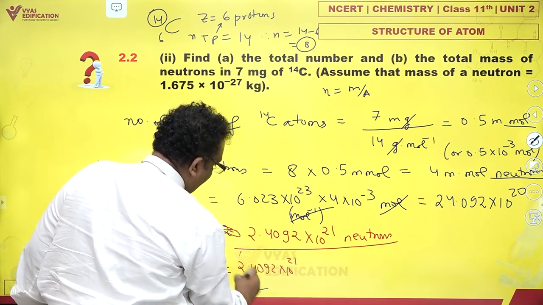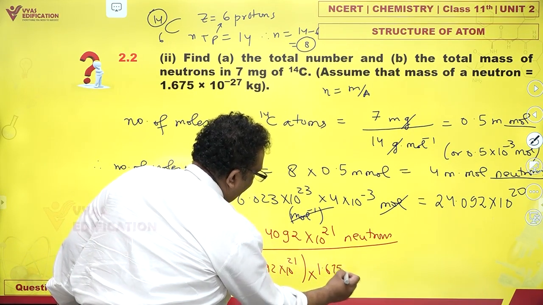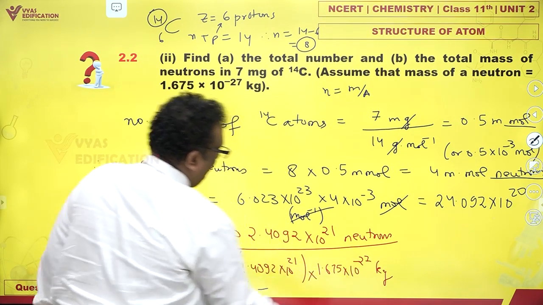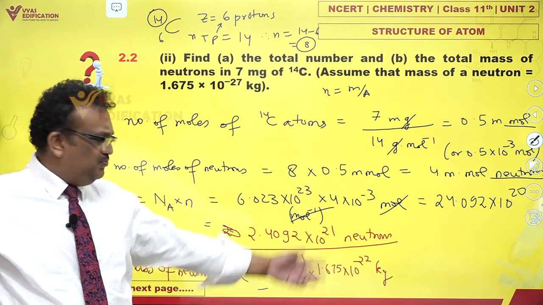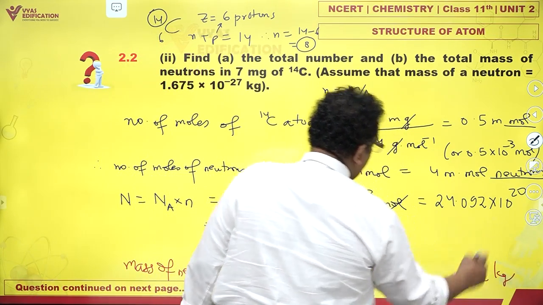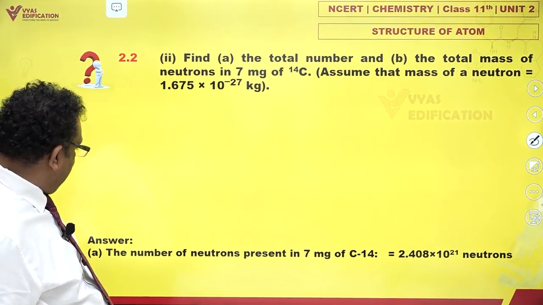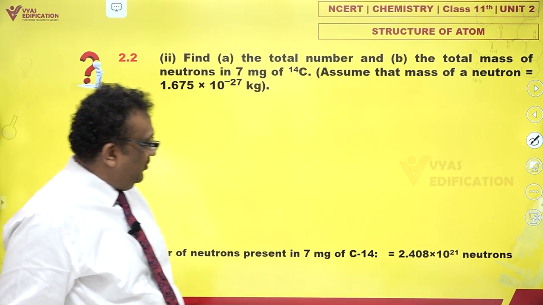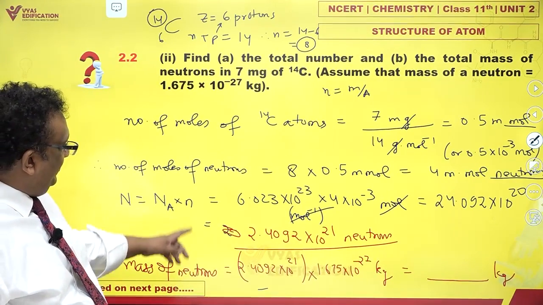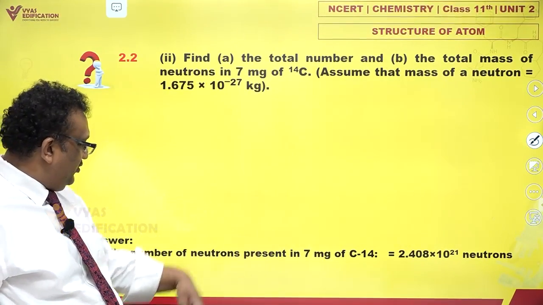And what is the mass of a neutron? 1.675 into 10 raised to minus 27 kg. Let us multiply this and get a really dirty number, and that would be the answer. That is one method of doing that. You can calculate that and see this is the answer. This is the number of neutrons: 2.408 by hand calculations, and 2.409 is more accurate, into 10 raised to 21 neutrons.